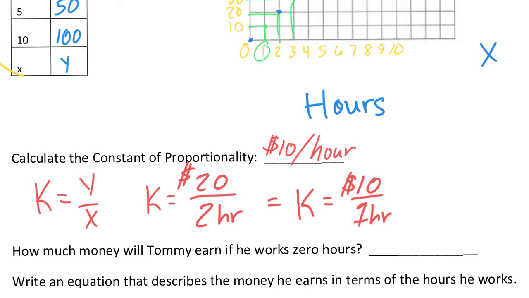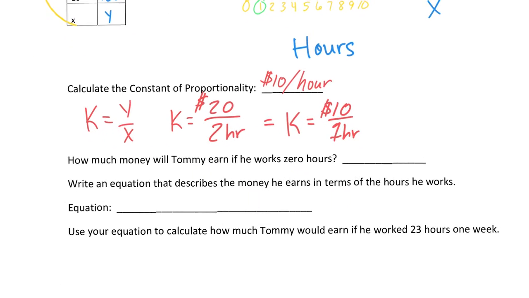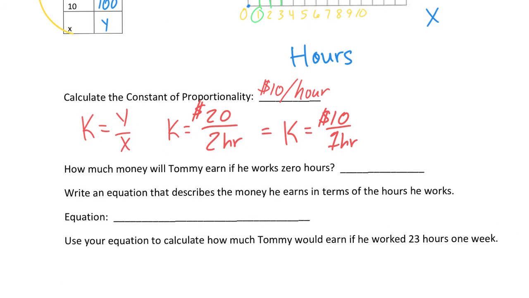So our unit rate's $10 per hour. A couple other questions we have to answer. First one's pretty easy. How much money will Tommy earn if he works 0 hours? $0. Don't just put 0. That's technically not correct. 0 what? You have to put the money sign.